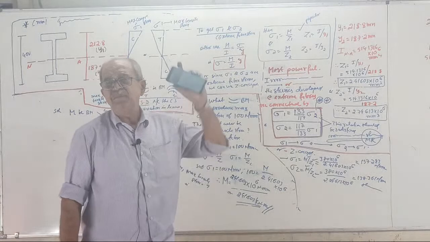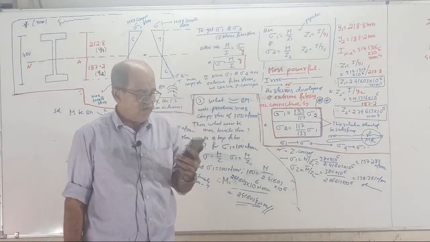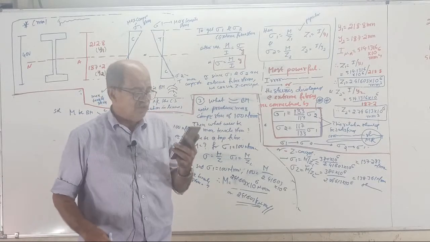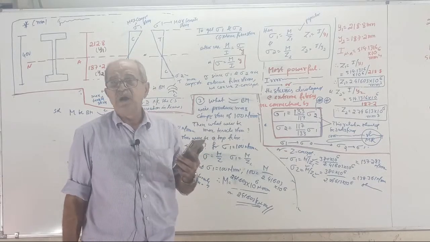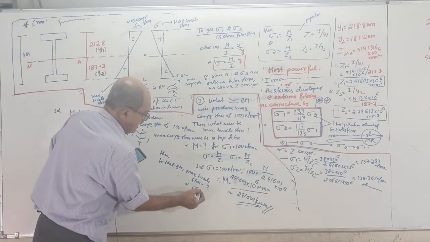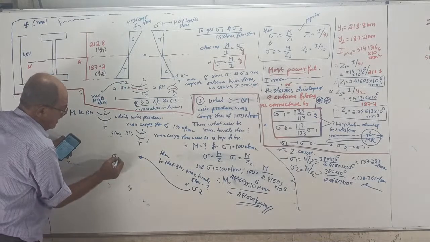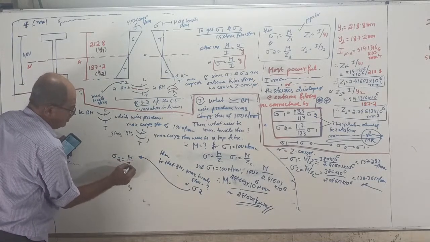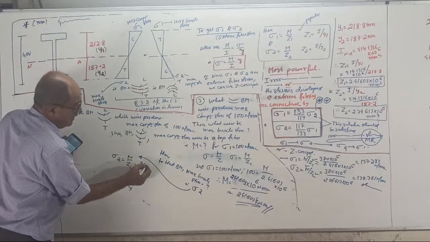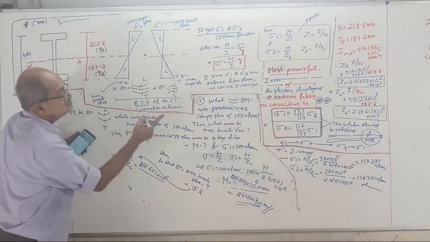So, sagging BM, if the compression comes to 100, they want the tension. Which one do they want? Sigma 1 or sigma 2? Sigma 2. That is, they want sigma 2. Only one option. What you can do? Option 1: sigma 2 equal to M by Z2. Where M is 241.603 times 10 to the power 6 divided by Z2.